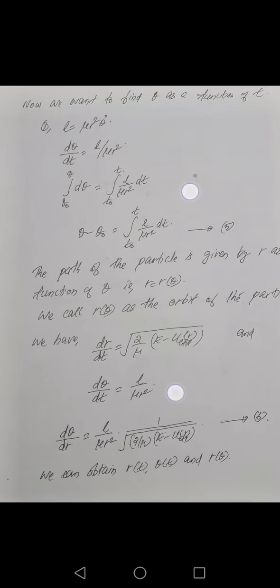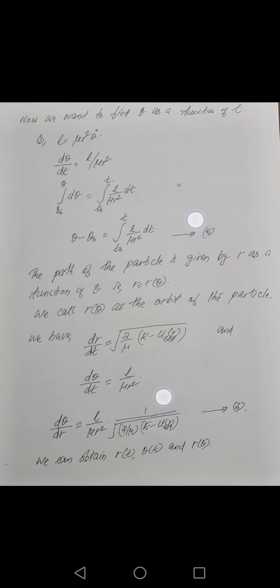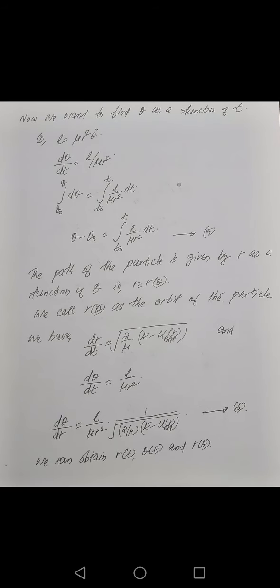If you want to know how the particle moves, or what is the path of the particle, what we require is not r of t or theta of t. We require r of theta. How does r vary with theta, or what is the relation between r and theta? Actually, r of theta is the orbit of the particle. So r of theta is generally what we call the orbit of the particle. That's very important, so calculating r of theta is important.